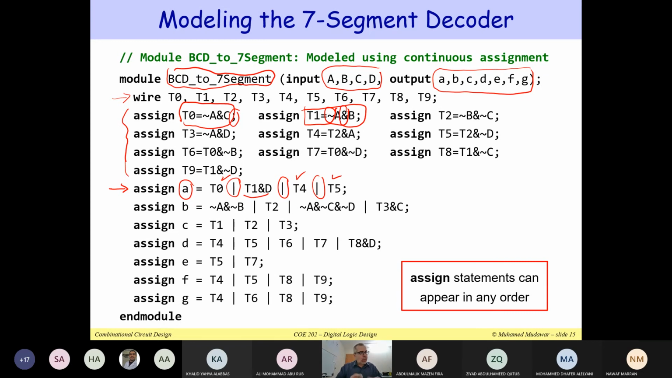So we just described them with Boolean expressions. We use the operators which are provided in Verilog. So this is very easy. We can model this BCD to 7 segment decoder very easily using continuous assignment in Verilog.